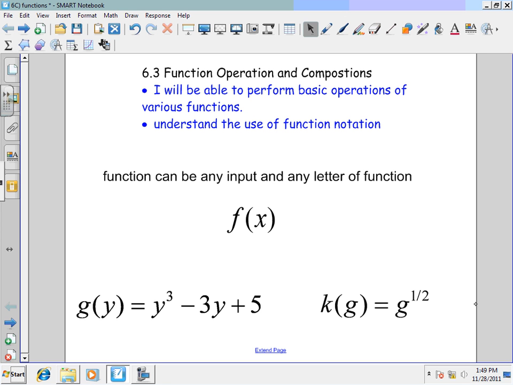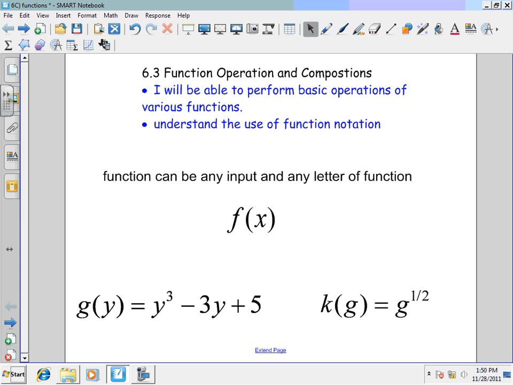Okay, this lesson is in chapter 6, dealing with function composition. Two main objectives: can we perform the basic operations of functions, i.e. subtraction, addition, multiplication, division, and can we understand the notation, especially when it comes to nesting and composing one function in front of the other? So let's first talk about function notation.